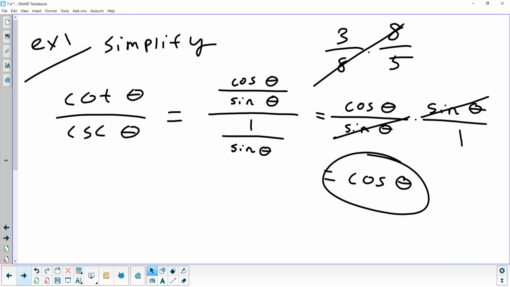So we started with a problem that had two trig functions in a fraction, and we ended up with something that's equivalent, and that's much easier to work with. Single trig function, no fraction. A lot easier now if we have to do calculus with this. Yep. So anytime cotangent over cosecant, we get cosine.